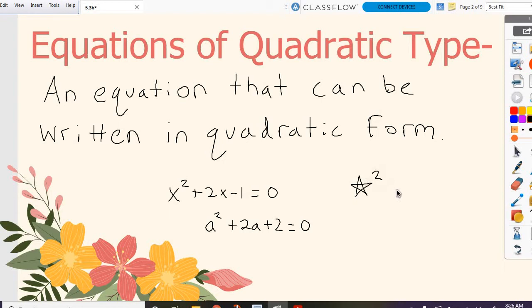So even if I had something with stars, if I had star squared plus 3 star plus 1 equals 0, that's still in quadratic form because I have something squared plus something to the first power plus 1. So for us, particularly when we're looking at trig equations, the thing that's going to be squared and then to the first power is going to be a trig function. So like sine squared plus sine plus 1 equals 0. And like I said, the reason that we want to look for these patterns or this form is because we can use some of those techniques that we've looked at previously.